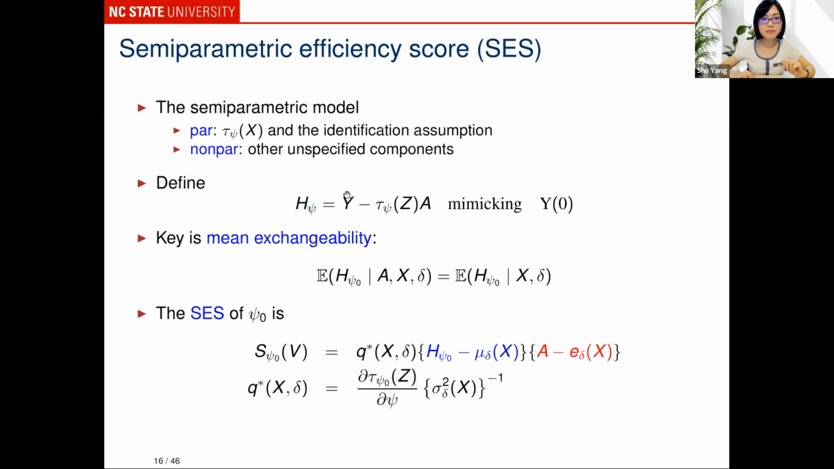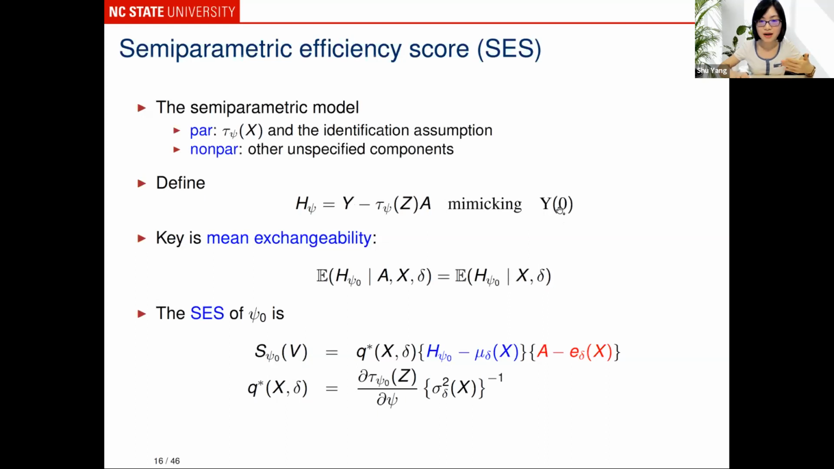Our semiparametric model consists of two parts. The parametric part is the HT function and any restrictions from the identification assumptions, and all other components are left unspecified. Then we can derive the semiparametric efficient score. It involves a key quantity, H, called the mimicking potential outcome. It mimics Y0. It is constructed by subtracting the realized treatment effect from the observed outcome. Therefore, it is mimicking Y0 naturally, right?